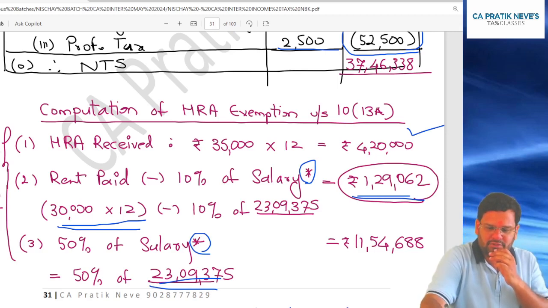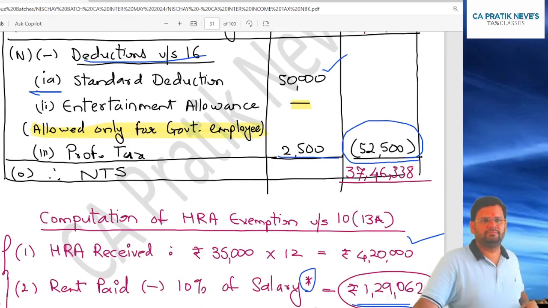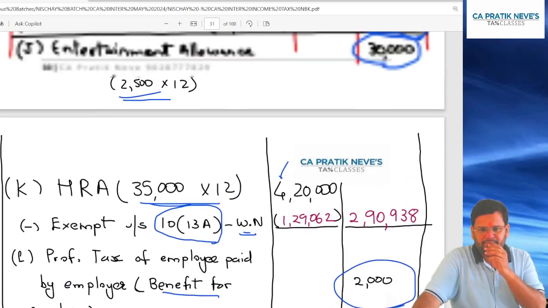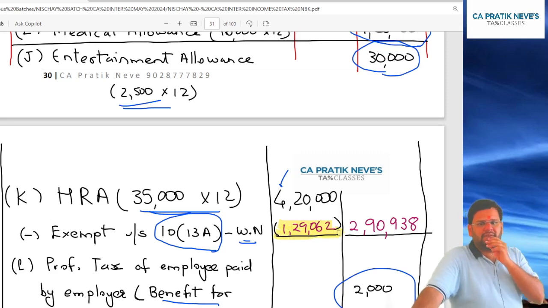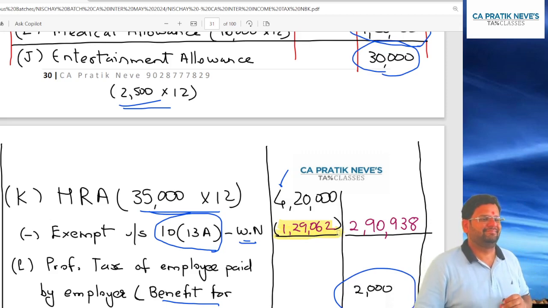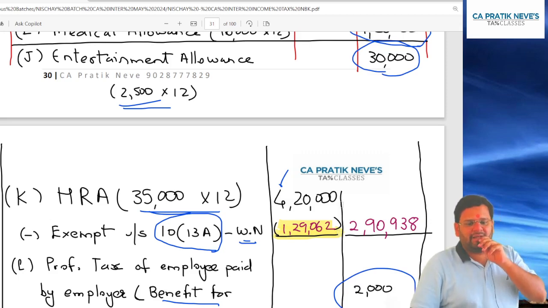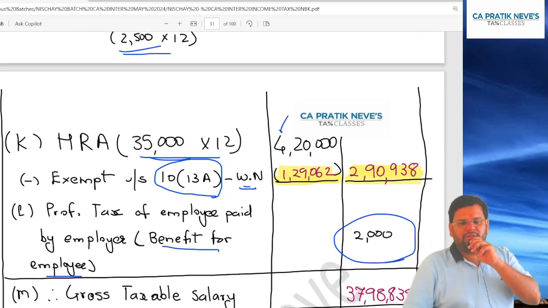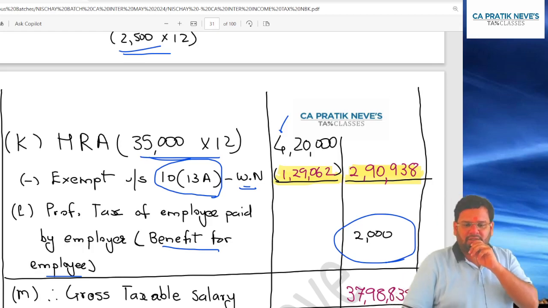Tell me honestly once you do this. Did you complete? Yes, no? Can you please take this exemption here, 1 lakh 29,062, in the salary statement? Take the exemption, and tell me what is HRA taxable? 2 lakh 90,938. Are you all getting 2 lakh 90,938?